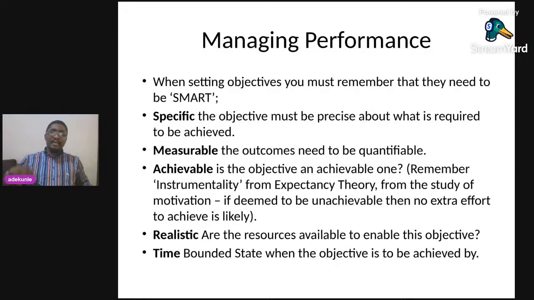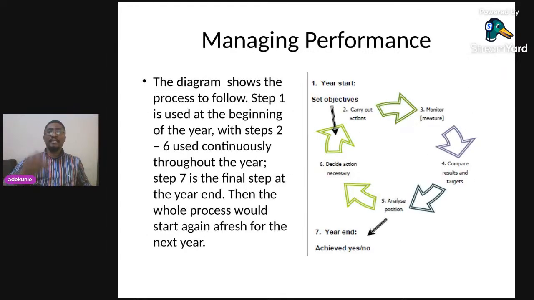Achievable means that the objective can easily be achievable. And of course, realistic will tell you that our resources are available to enable the objective that we've set for ourselves, and time bound, of course, the time to meet the set out objective that you want to plan in managing performance within the organization. All right. So all these can help you to understand how you can work.